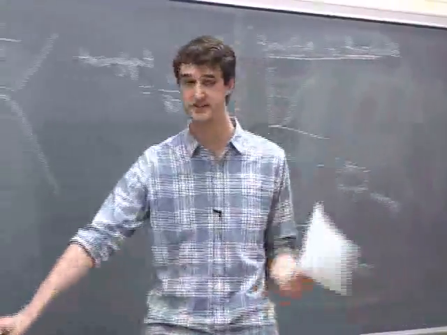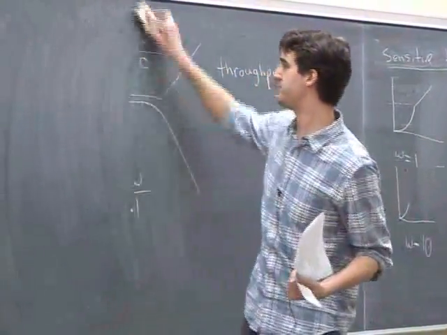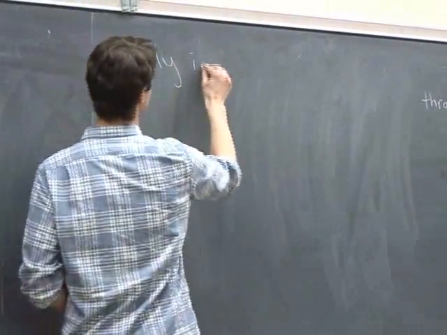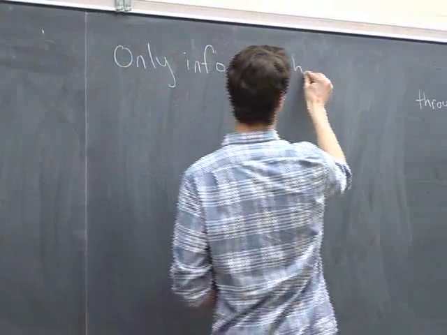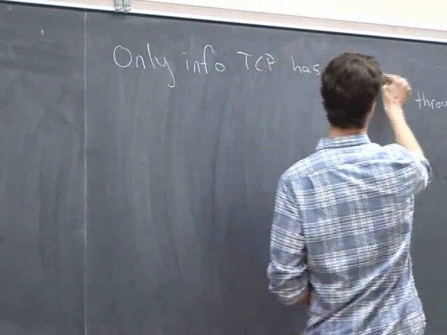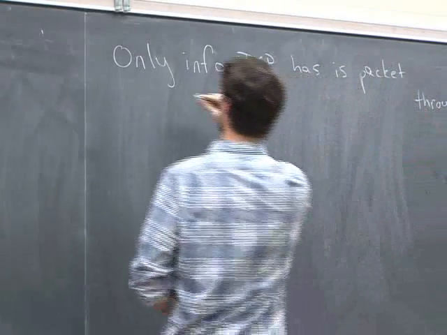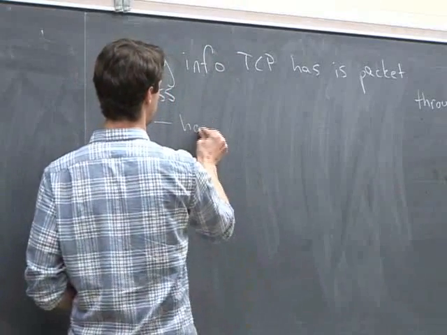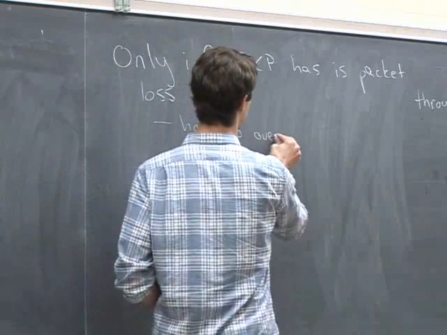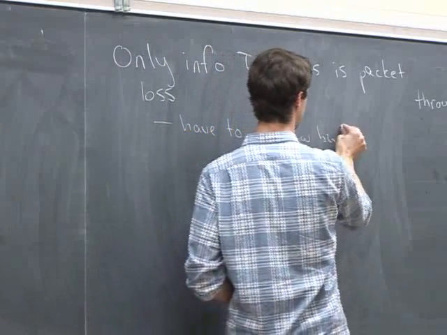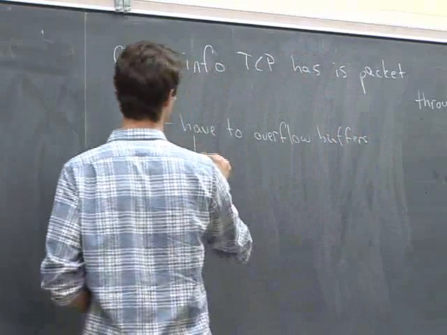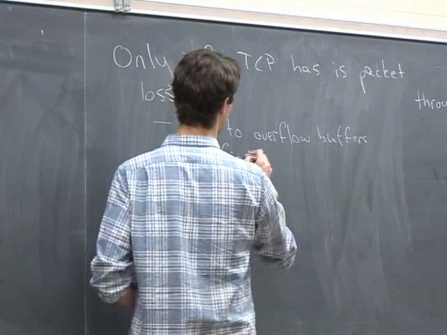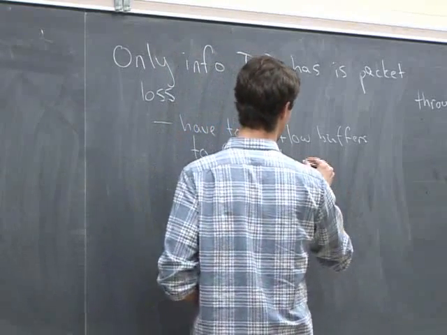Yeah, exactly. So it has this because the only information it knows is packet loss. All right? So the only info TCP has is packet loss, and because of this we have to overflow the buffers in order to find out how much bandwidth there is, to find the amount of available bandwidth.